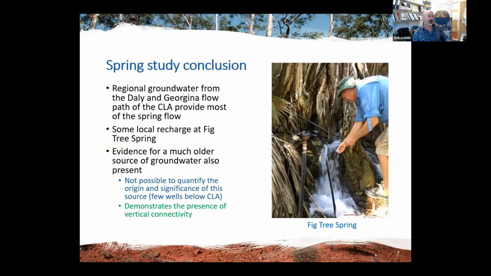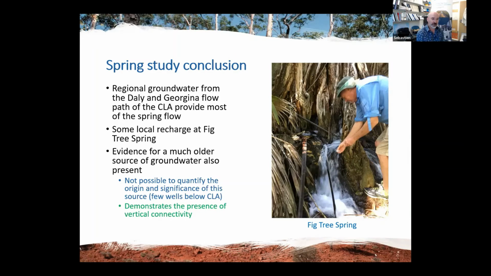So the conclusion of the springs work was, in terms of the role of the Cambrian limestone aquifer, consistent with what had been observed before: the springs are fed by two flow paths, one from the north and one from the south. We also show that there is some local contribution for at least some of the springs. Perhaps the newest finding would be the one about the presence of an older groundwater source.